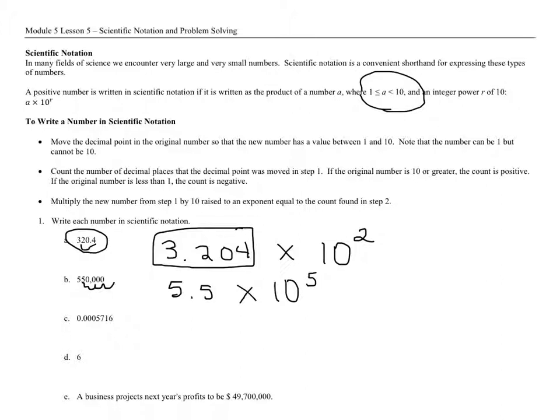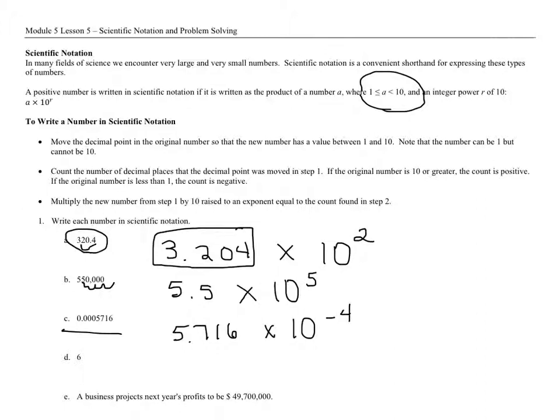Now let's do the next one. Well, basically, to get a number between 1 and 10, you have to place a decimal point between the first 2 non-zero digits. So 5.716 times 10 to the, well, this number is definitely less than 1, so the count's going to be negative, and it's going to be negative 4 because I'm moving the decimal point 4 places.